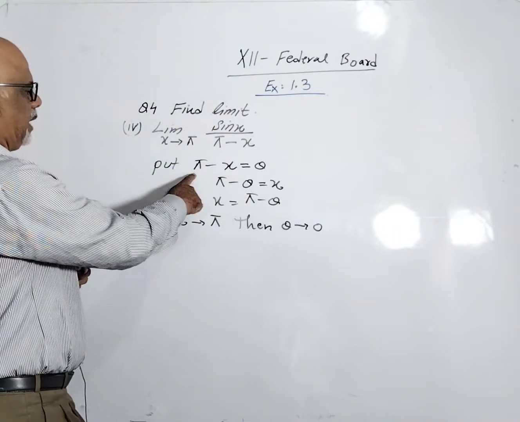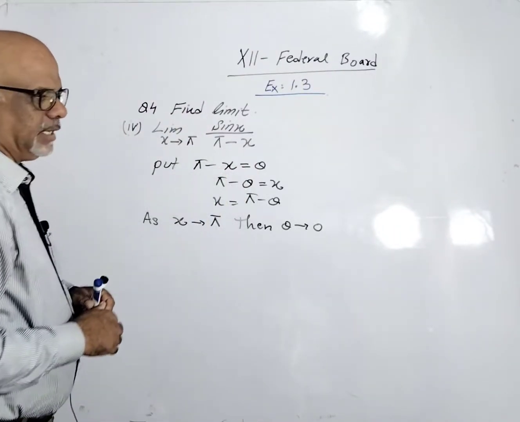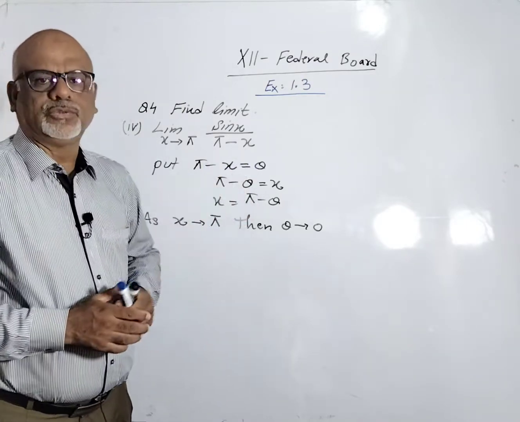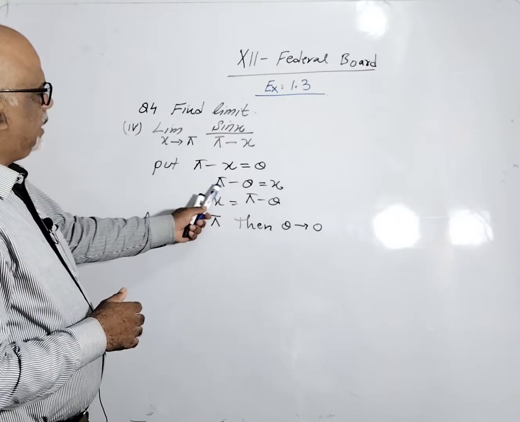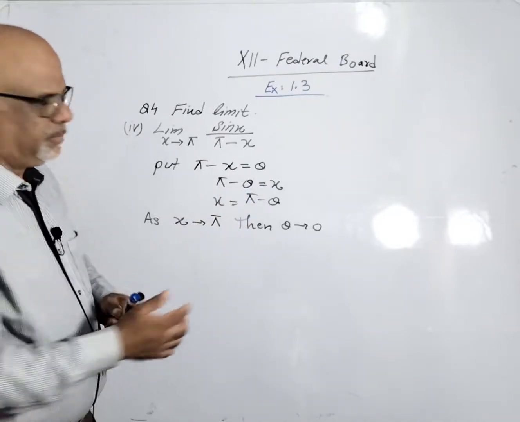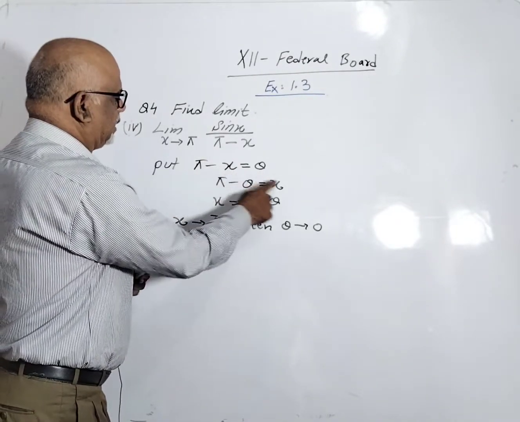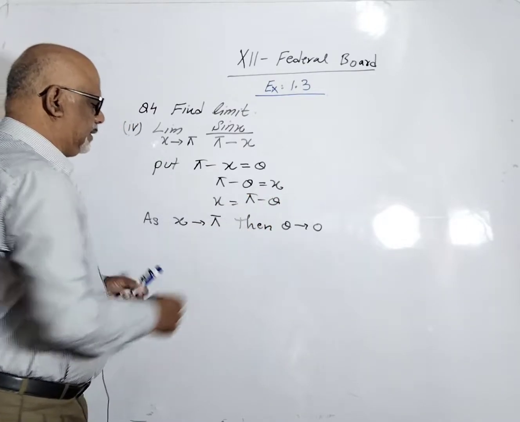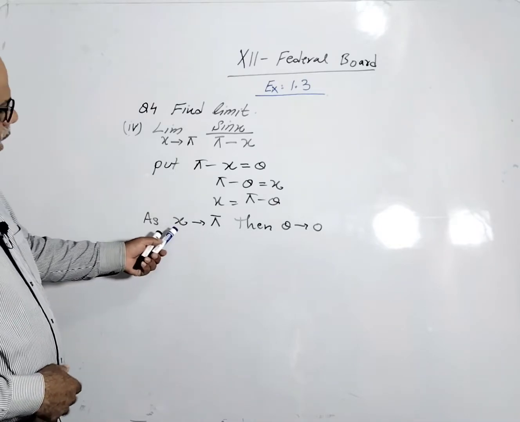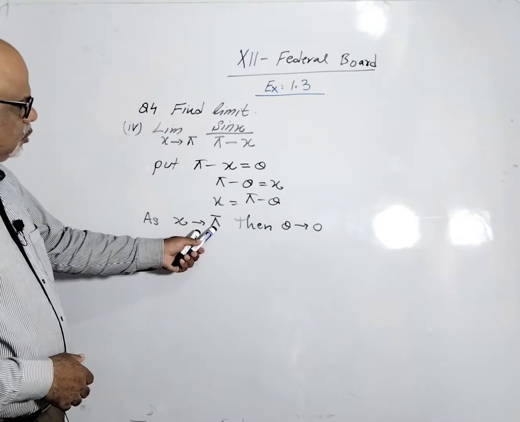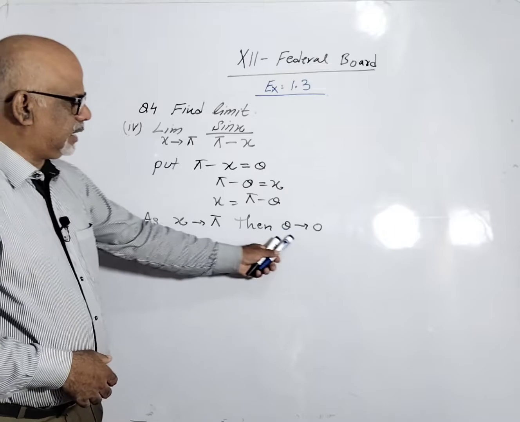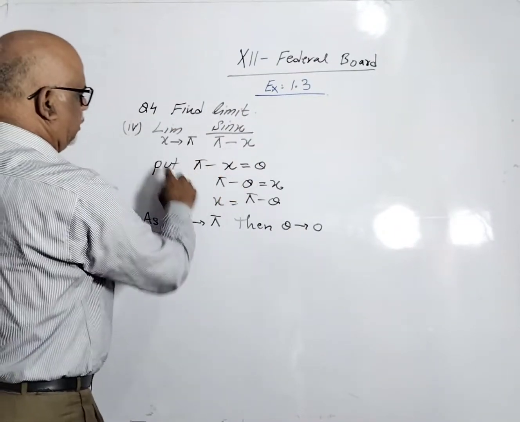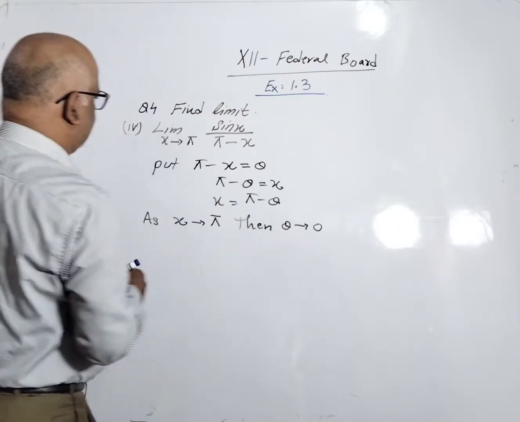So we have to put pi minus x equals theta. Then pi minus theta will be equal to x, because we have to separate x here. So this is the value of x, that is pi minus theta. If x tends to pi, then theta becomes 0. So here we have to convert the question into the form of theta.